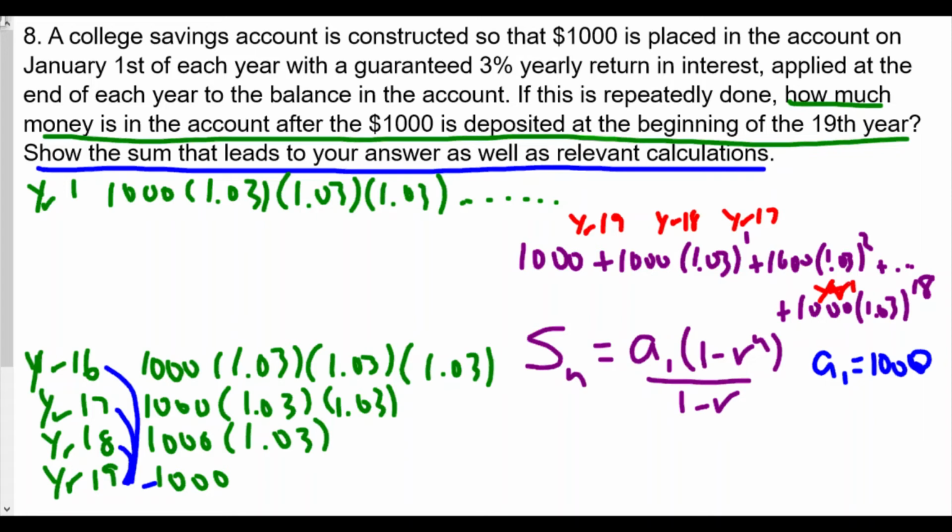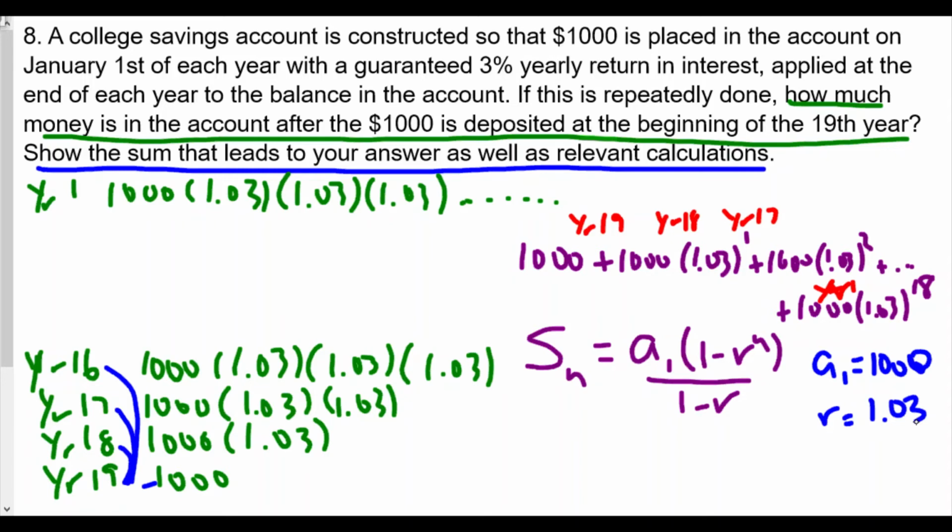So our a1 value is 1,000. Our r value is going to be 1.03, because it's a 3% yearly return. So we're not just taking 3%, or 0.03, it's 1.03. We're adding 1 plus the rate. 1 plus the rate. Okay?